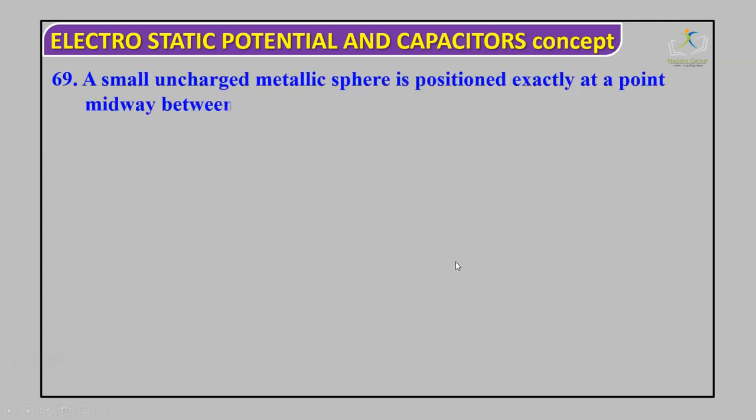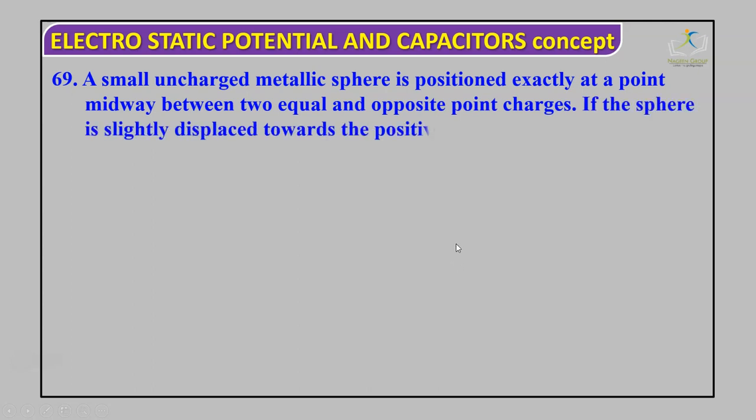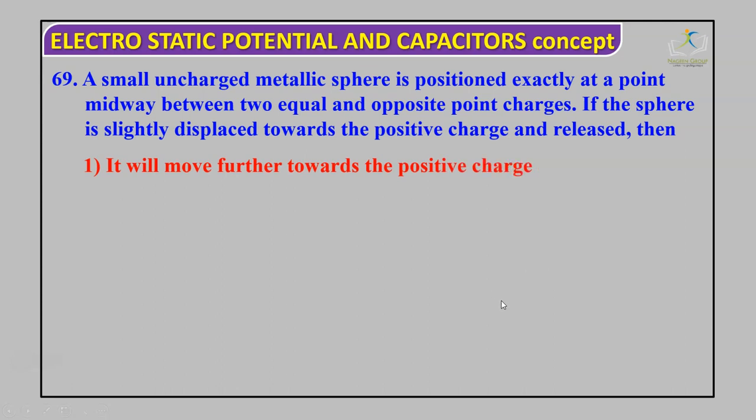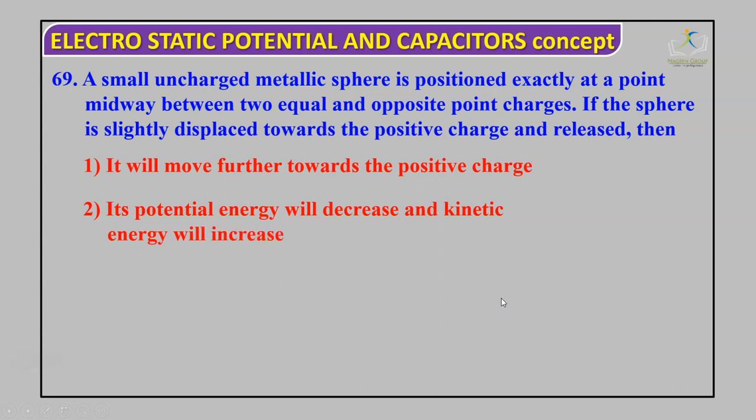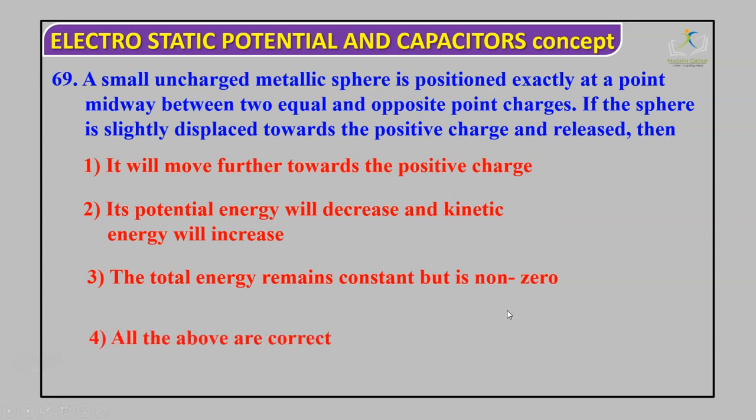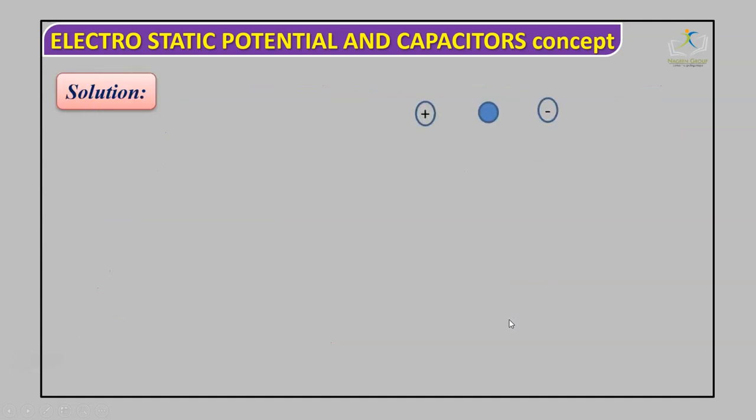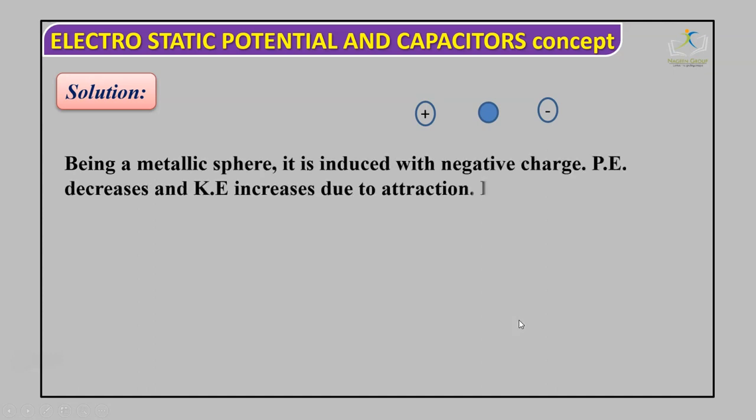Next question: a small uncharged metallic sphere is positioned exactly midway between two equal and opposite point charges. If the sphere is slightly displaced towards the positive charge and released, then it will move further towards the positive charge, its potential energy will decrease and kinetic energy will increase, the total energy remains constant but is non-zero, or all the above are correct. So the correct answer is all the above are correct. How? Let us see the solution. Taking two charges of different polarities, the metal sphere gets induced charge; potential energy decreases and kinetic energy increases. Due to the attraction, energy is conserved. Hence, the correct option is option 4.